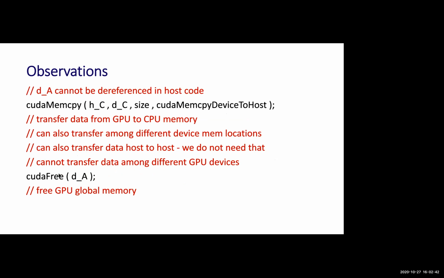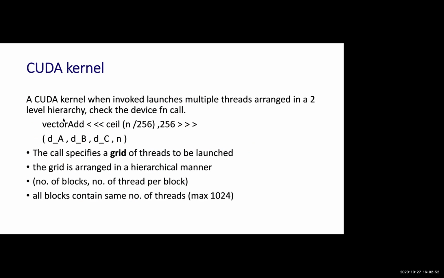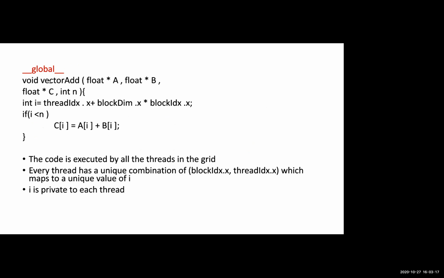After computing, you need to free the memory in the GPU. This function frees the GPU global memory. So this is the vectorAdd, and from here you will be launching the kernel. You'll be passing the parameters as the blocks per grid and the threads per block for the computation. So this is the CUDA kernel.